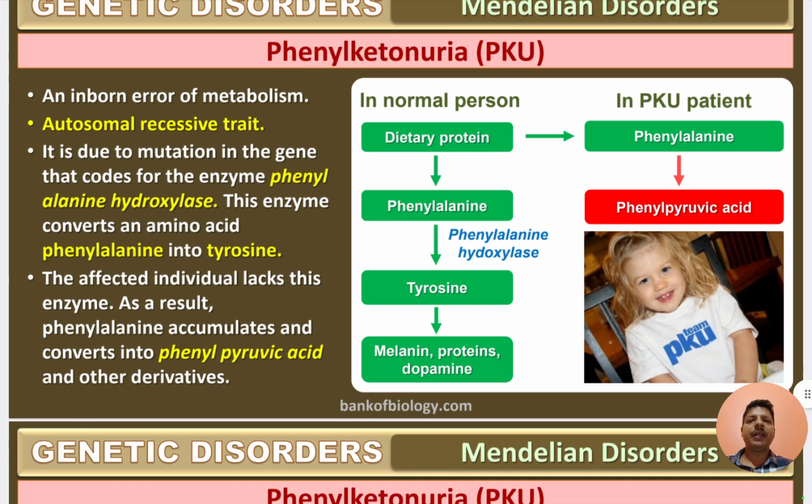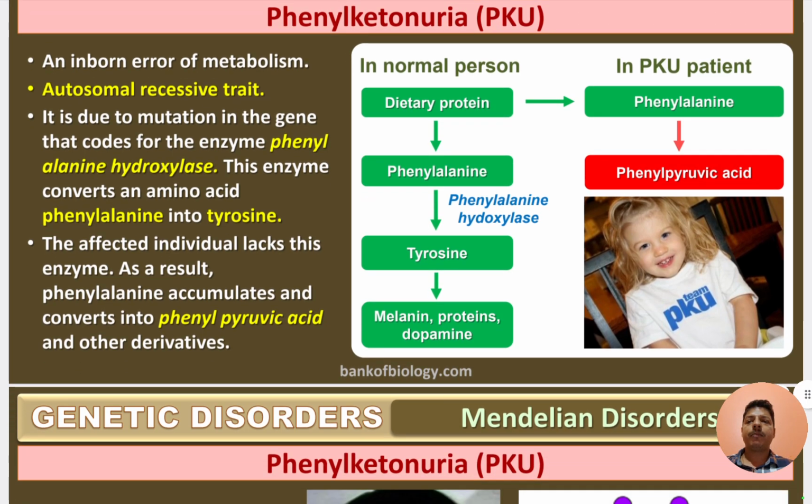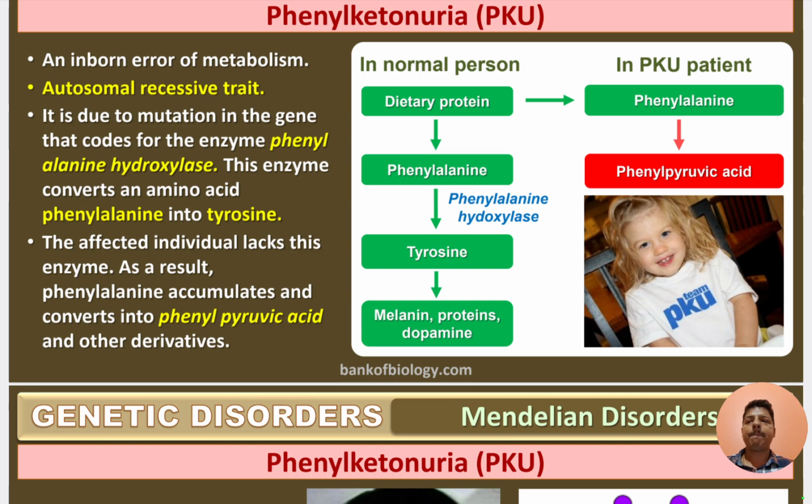Coming to PKU, phenylketonuria, it is an inborn error of metabolism, an autosomal recessive trait. It is due to a mutation in the gene that codes for the enzyme phenylalanine hydroxylase. This enzyme converts the amino acid phenylalanine into tyrosine.